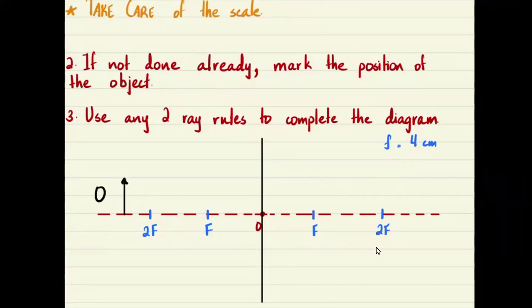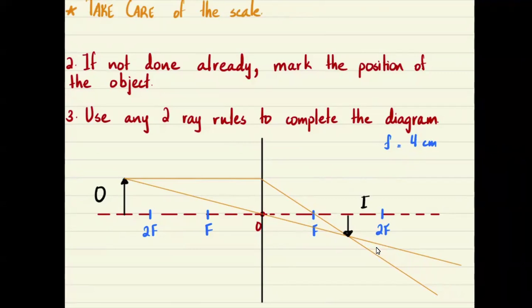Now what you do is you use any two of the ray rules to complete the drawing. All right, so now how do we do that? Again, the first one is the easiest one, rule number 1, ray number 1: a ray through O is completely undeviated. I'll be using ray number 2: a ray which is parallel to the principal axis gets refracted through F in this way. Where the rays intersect is the position of the image. So this right here is the image, this is the image I. This is how you would complete the drawing.